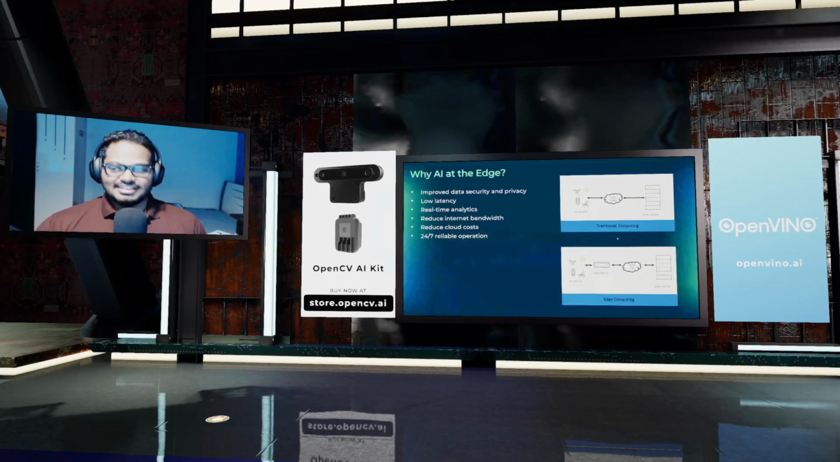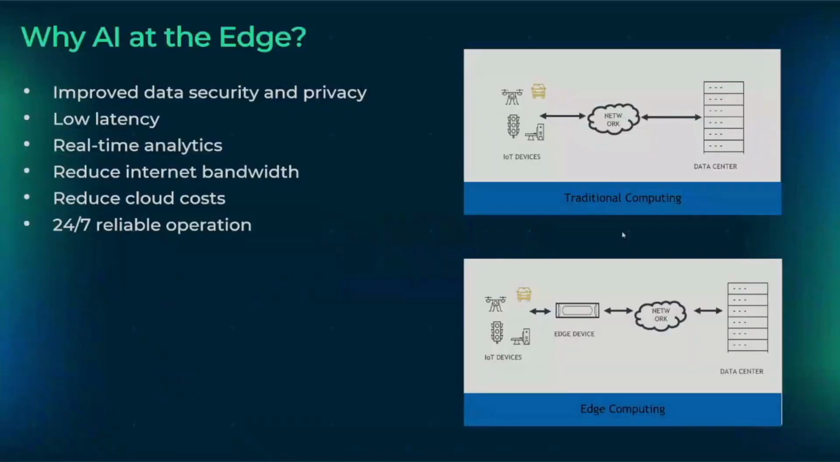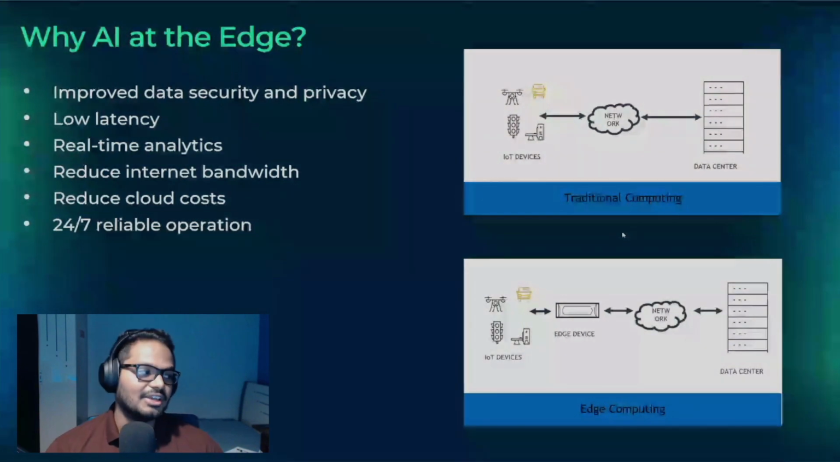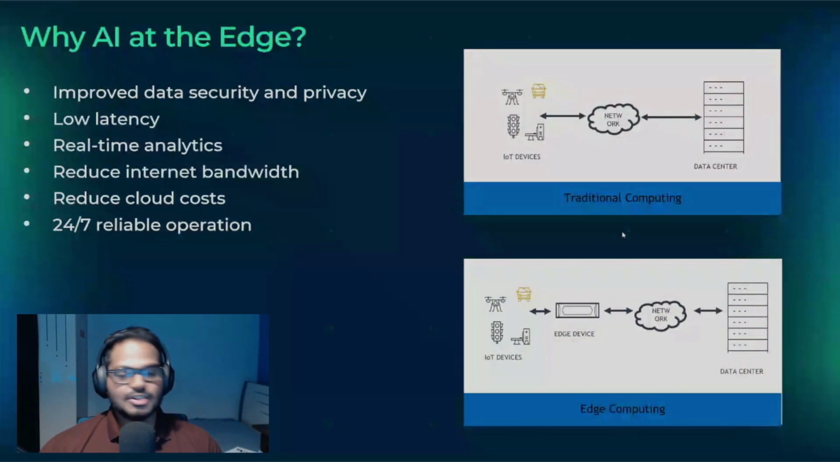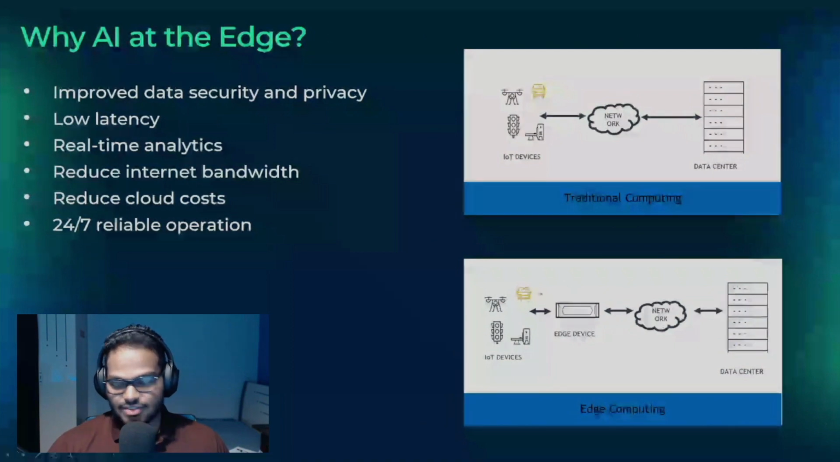My pleasure. Okay, so let's now talk about edge AI, because our main focus will be edge AI. Normally, edge computing is a distributed computing paradigm that brings computation and data storage closer to the location of the device. Edge AI is a combination of edge computing and artificial intelligence. So why do we need edge AI? Mainly people want to use edge AI because they care about privacy and data security.